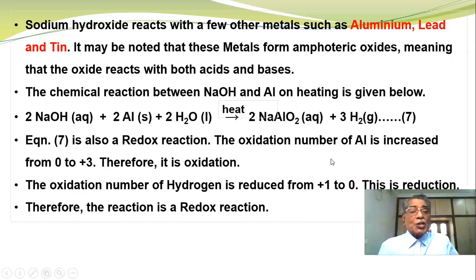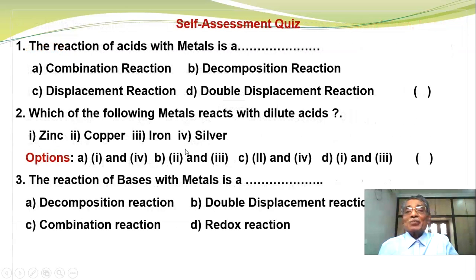The oxidation number of aluminium is increased from 0 here to plus 3 here. Therefore, it is oxidation. The oxidation number of hydrogen is reduced from plus 1 to 0. This is reduction. Therefore, the reaction is a redox reaction.